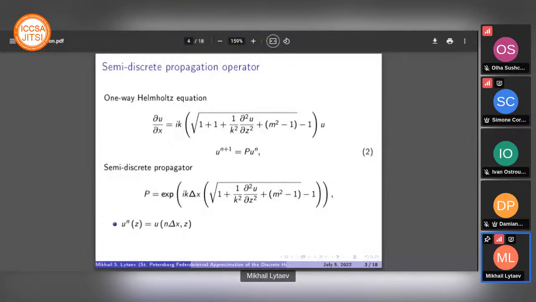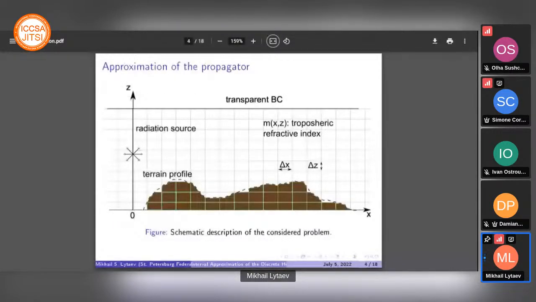This is the schematic description of the considered problem. We have a source of radiation with known antenna pattern, irregular terrain profile with known dielectric properties of the ground, and an arbitrary tropospheric refractive index.